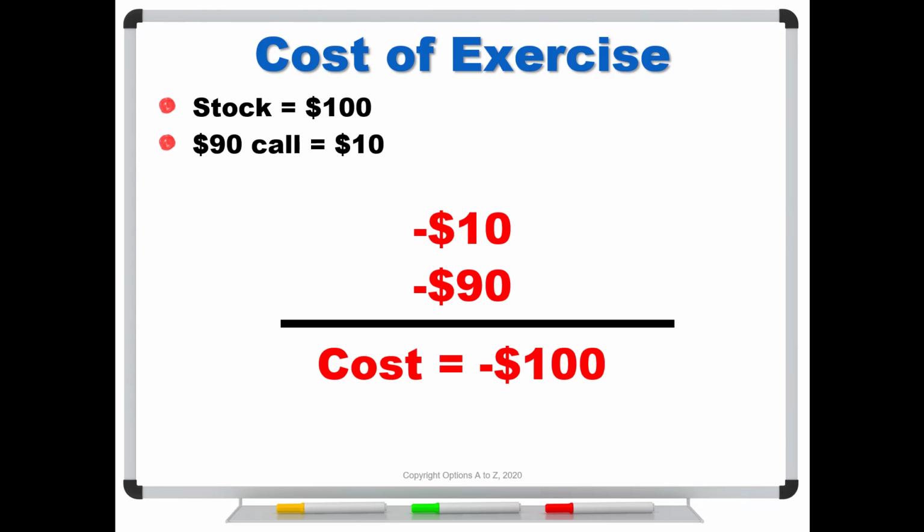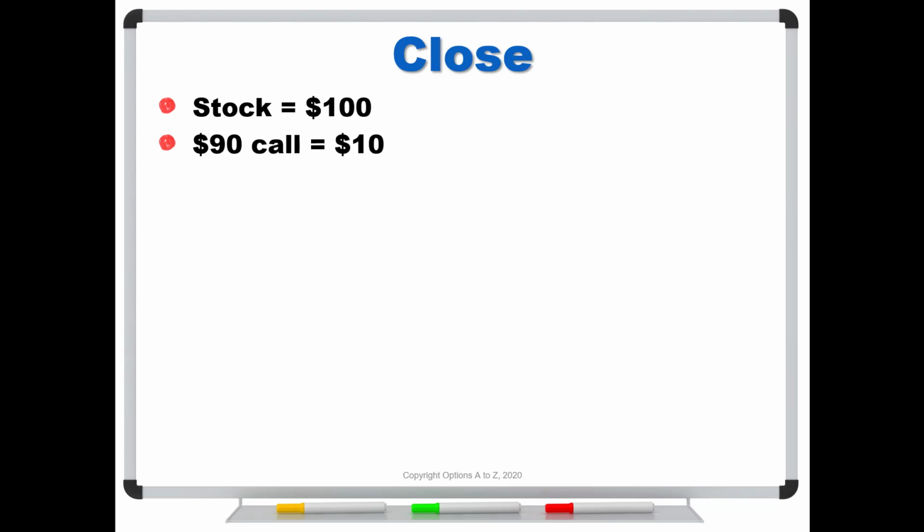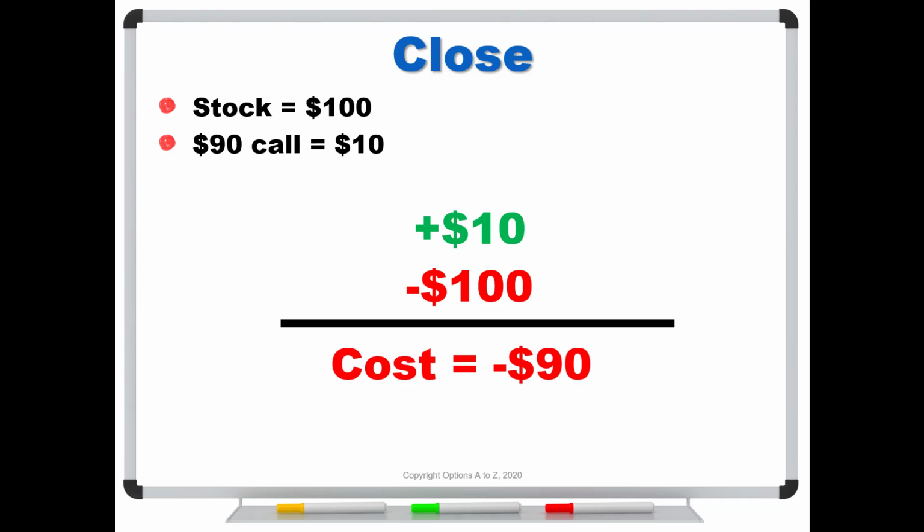But why can't that be right? The reason is that exercise and closing are two different ways of doing exactly the same thing, assuming we have no time values. So watch what happens to our cost basis if instead we decide to close. I could say, you know what, they're right. I don't want to give up that $10 of value, so let me close my call and I'm going to put that in my pocket. I'm going to collect this $10, but now because I've given up that call, I can't spend 90, but I'll go out into the open market and spend the 100. Well, what's my cost basis now? Plus 10 minus 100, my cost is now 90.